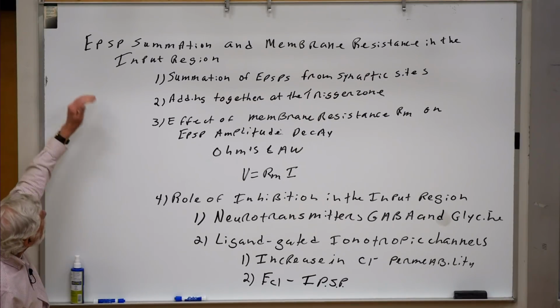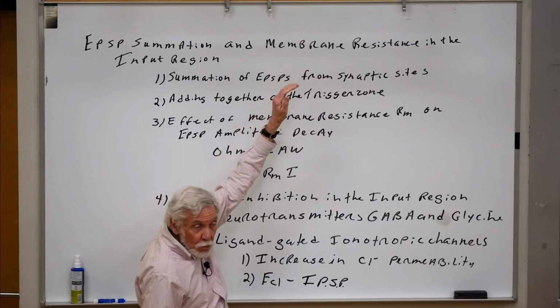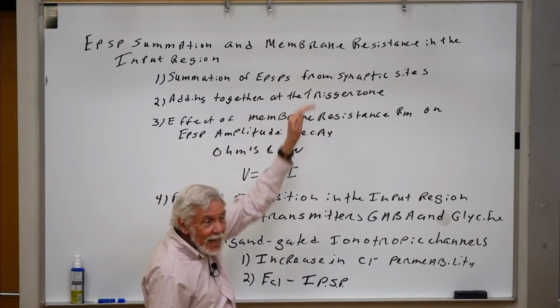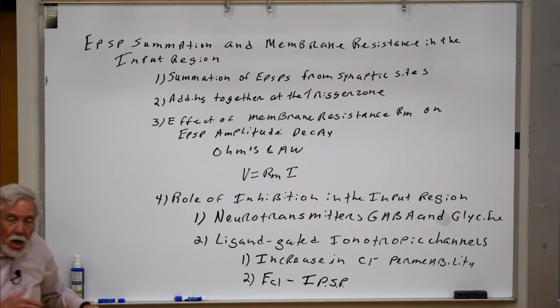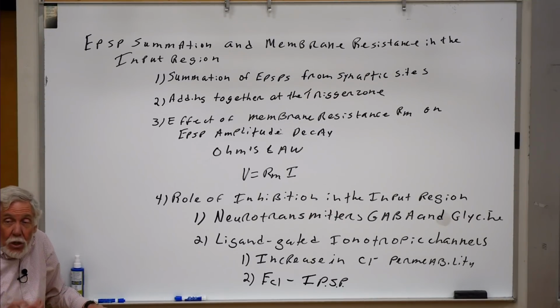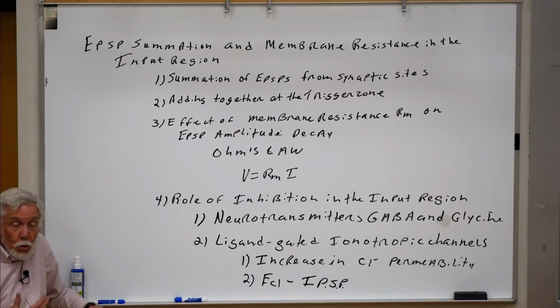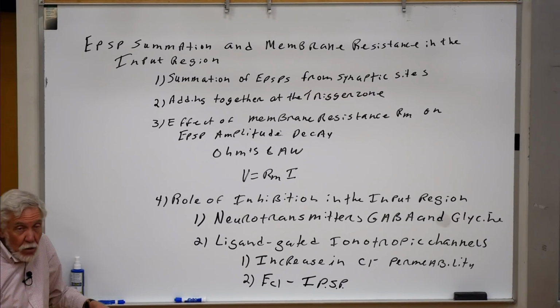And last time we were talking about the idea of EPSP summation at the trigger zone. We emphasized the idea that on the input region of a neuron there may be several thousand or at least a few hundred of these individual synaptic sites. And the individual synaptic sites that we talked about last time were the ones that used an excitatory neurotransmitter, most likely glutamate in the central nervous system.